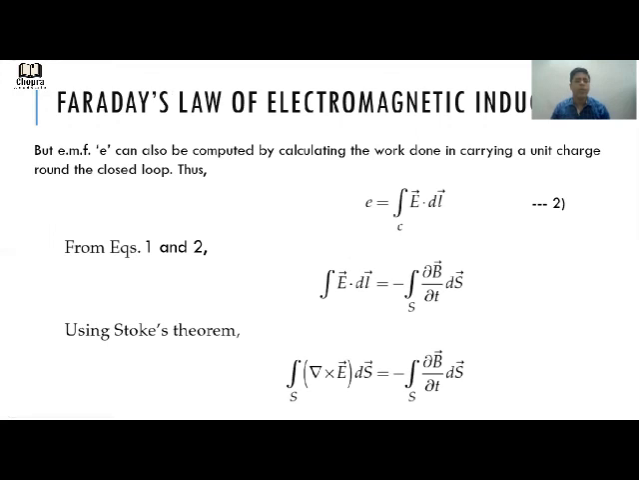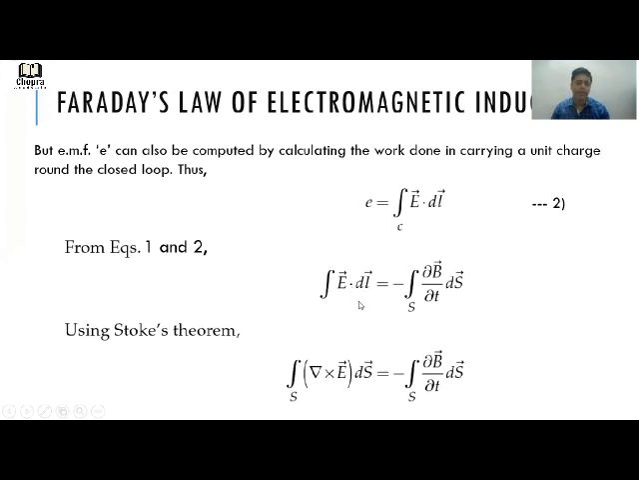Now we also know that EMF can be computed by calculating the work done in carrying a unit charge round the closed loop. So induced EMF can also be written as the line integral E dot dl, that is equation number 2. Now equating equation number 2 and 1, we get integral E dot dl is equal to minus integral dou B by dou t ds.